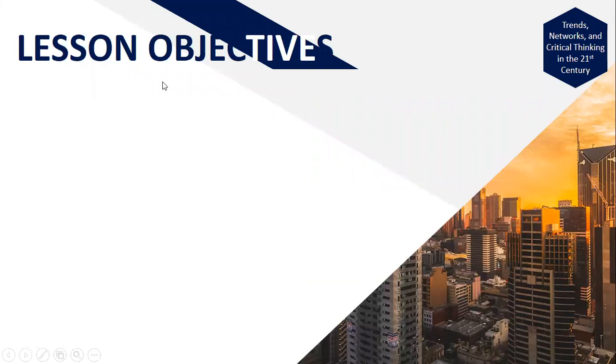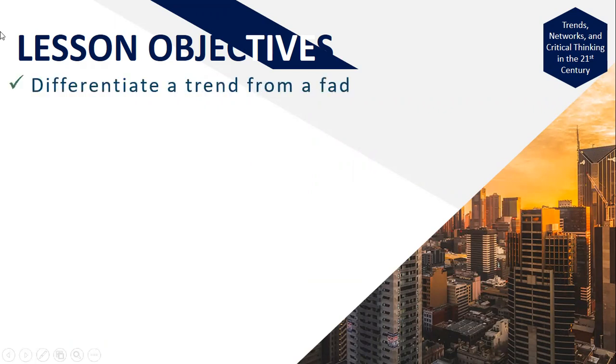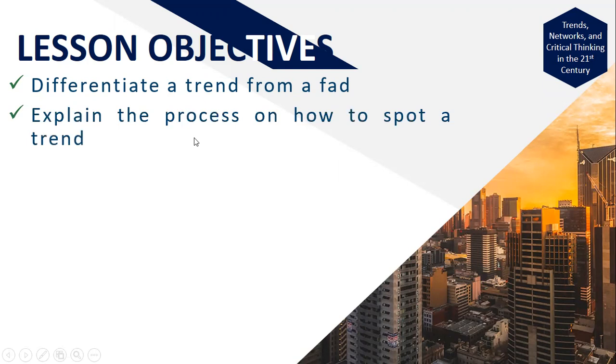We all know that when we say lesson objectives, these are the goals or the competencies that you have to attain and master after discussing everything. So what is the first lesson objective? At the end of this lesson, you will be able to differentiate a trend from a fad. Malalaman nyo ang pinagkaiba ng trend sa fad. Next, you will also be able to explain the process on how to spot a trend. So, magkakaroon tayo ng trend spotting na tinatawag.